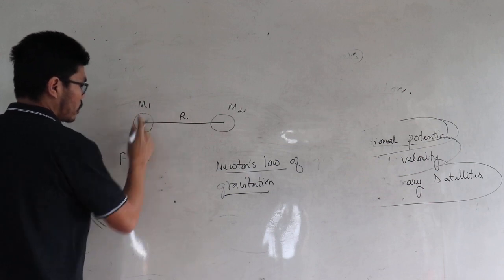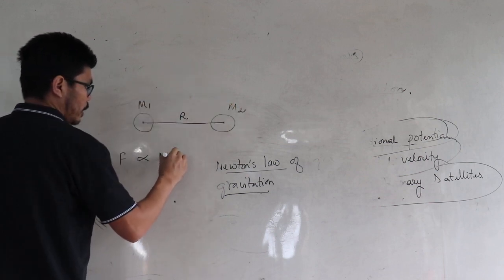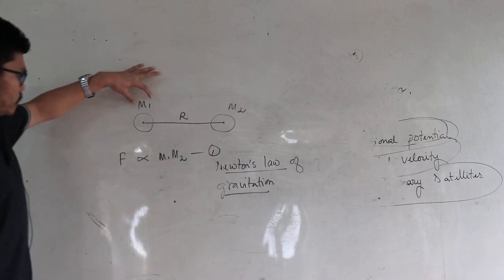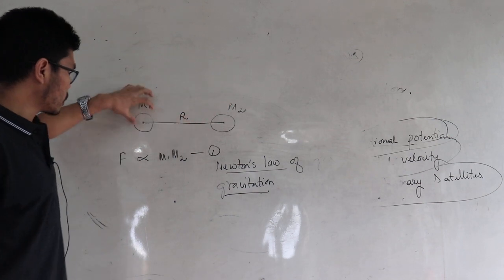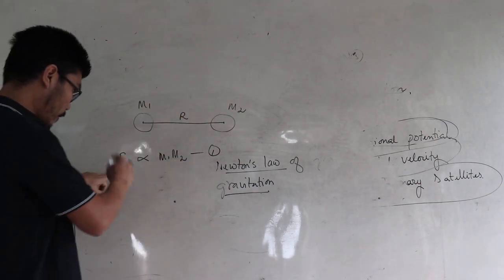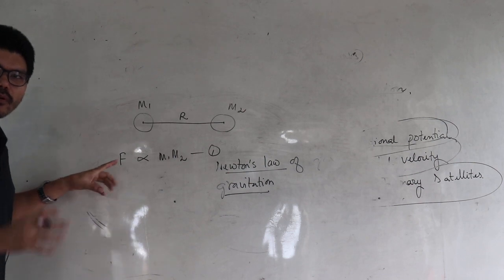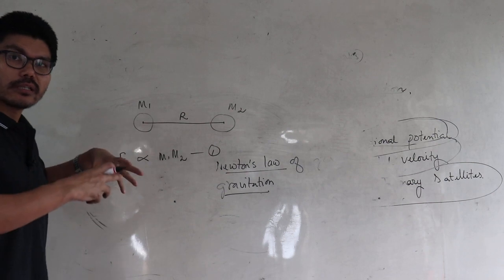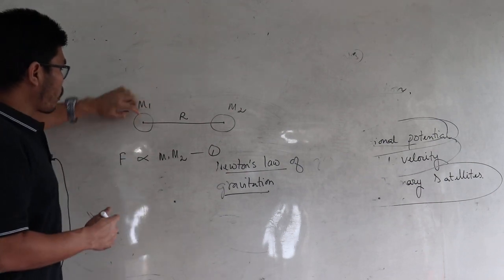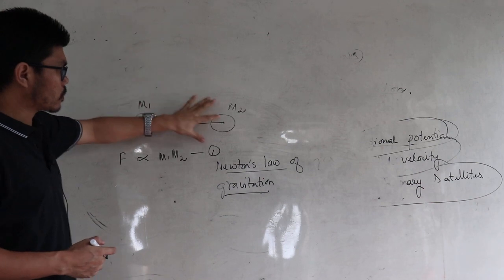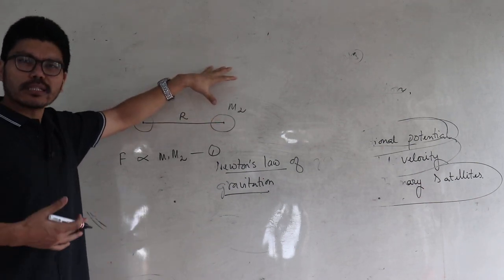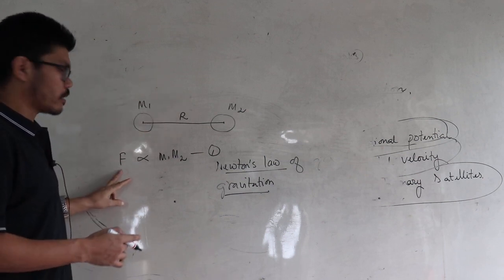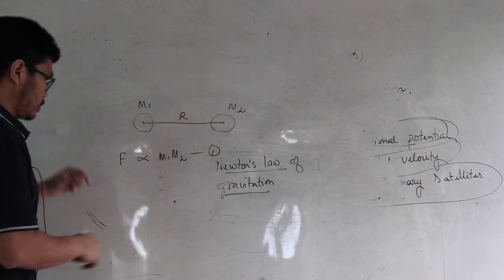The force will depend on the masses m1 and m2. This is the first relation. It means that if these two masses are becoming bigger, then the force becomes stronger. There will be more attractive force if the two masses are increasing. Suppose this increases from 1 kg to 10 kg, and this also from 1 kg to 20 kg. The mass is increasing, and in that case the force of attraction also increases.